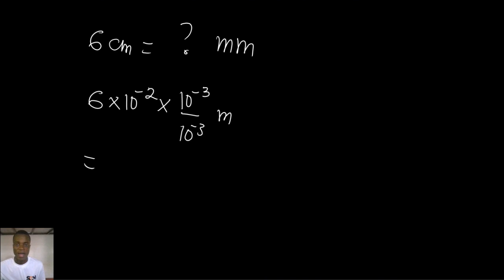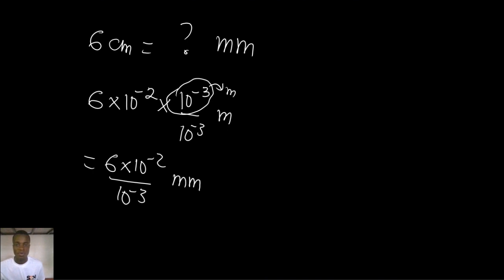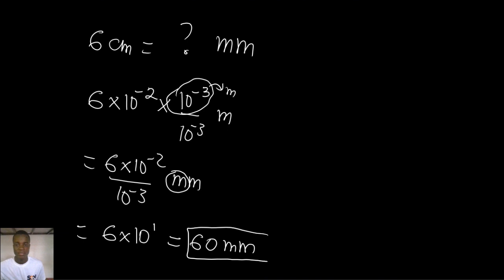So if I do that, what do I have now? This one is milli, so this one changes to m. So at the end of the day, we have 6 times 10 to the power -2 over 10 to the power -3 millimeters, because the top decimal is now this one. So we now have our unit. It becomes 6 times 10 to the power -2 minus -3, which gives you 10 to the power 1. So at the end of the day, we just have 60 millimeters as your final answer.